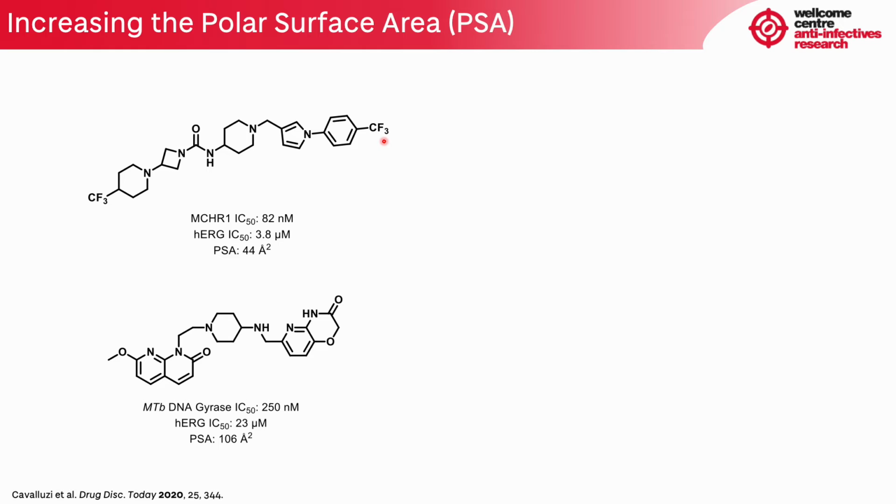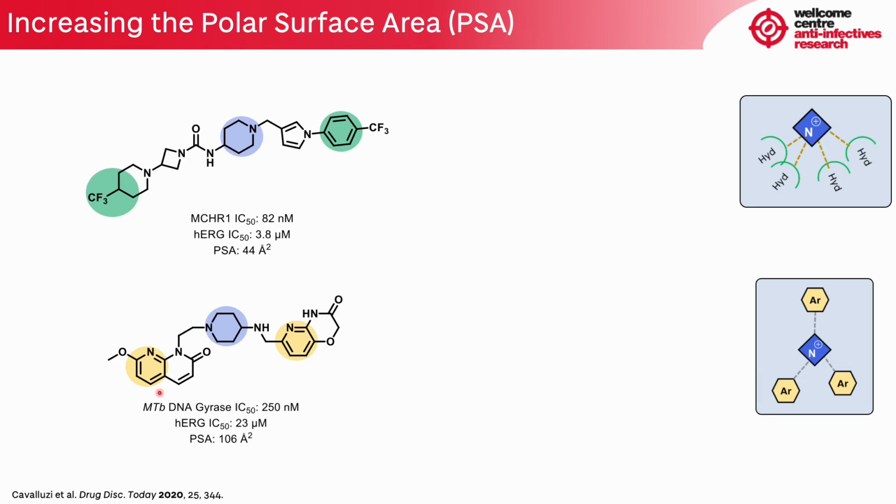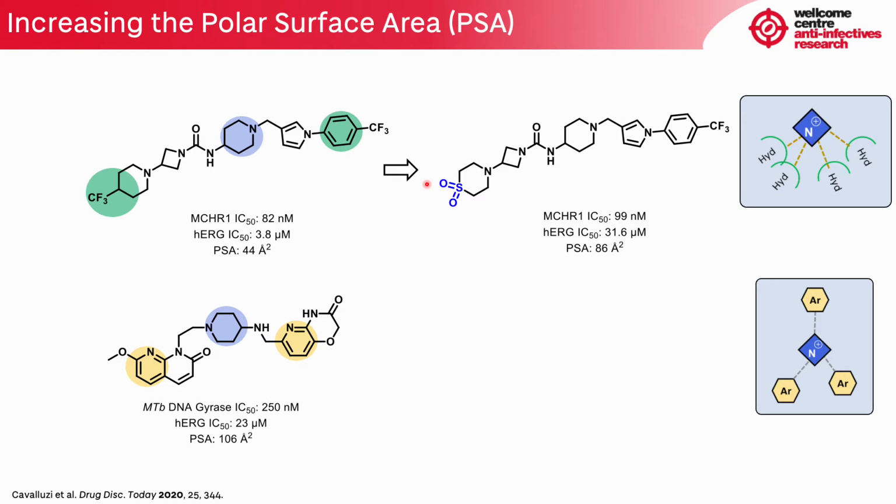If we try to fit those pharmacophoric models to those molecules, the first one would probably be the basic unit surrounded by hydrophobic groups. The second one would be the basic unit surrounded by aromatic rings. Again, those are hydrophobic units as well. In the first case, they replaced the trifluoromethyl unit by a sulfone, increasing the polar surface area.